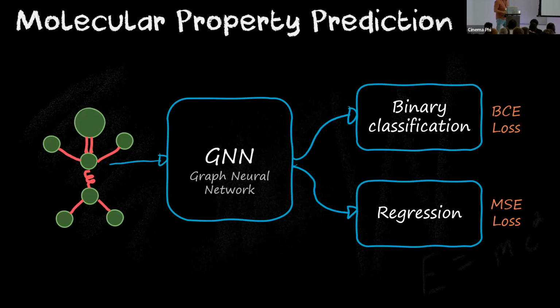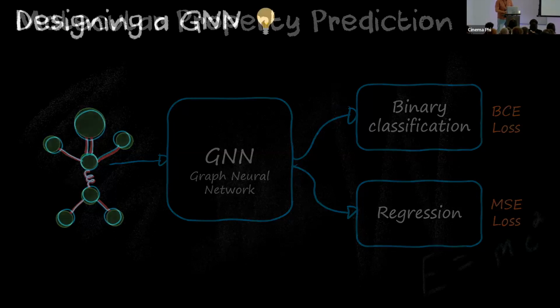And regression is also used quite a lot. So regression is like, for example, predicting the solubility or giving a value to the activity rather than just active or inactive. But what we find the most is actually binary classification.